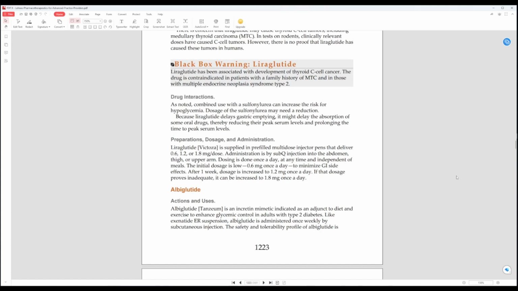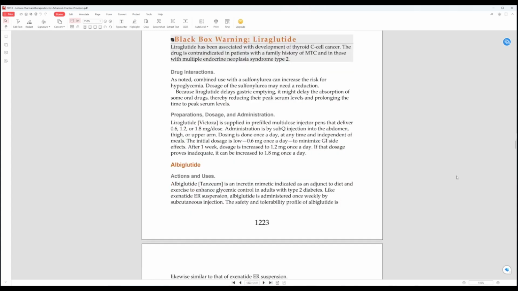Preparation, dosage, and administration. Liraglutide is supplied in prefilled multi-dose injector pens that deliver 0.6, 1.2, and 1.8 milligram doses. Administration, again, is subcutaneous into the abdomen, thigh, or upper arm. Dosage is once a day at any time, independent of meals.